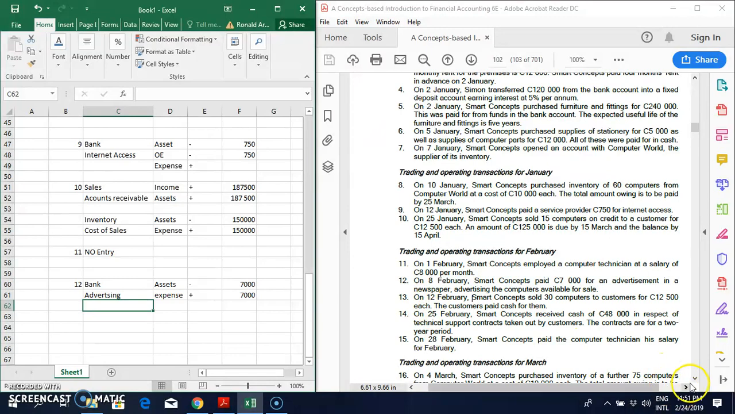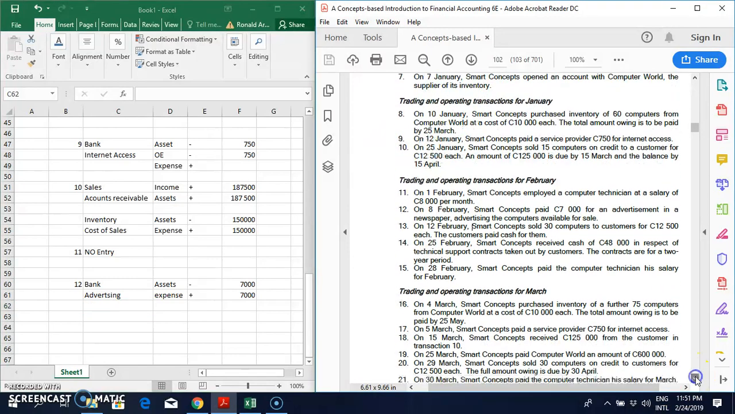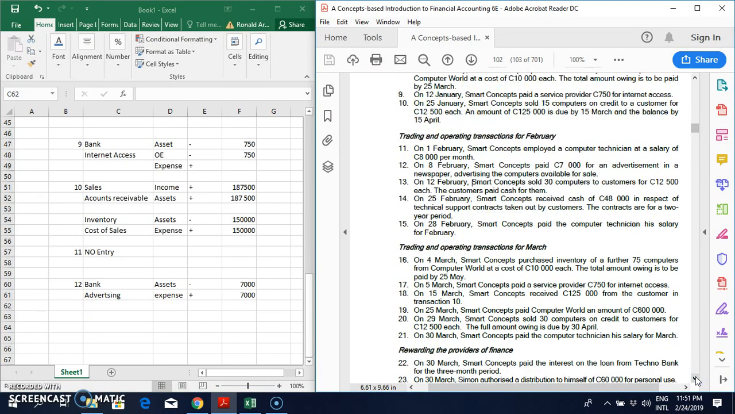The customers paid cash for them. Remember what we said, when we sell, we need to know if we sold for cash or on credit. Let's do transaction 13. And we say we sold, so the first account is sales, which is an income account increasing. It says we sold 30 computers at 12,500.